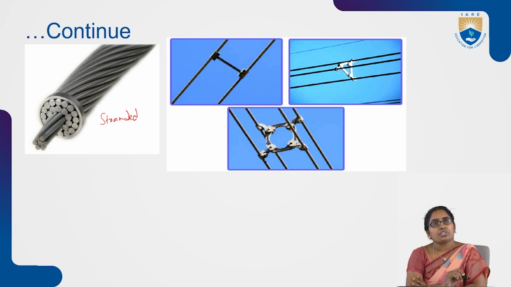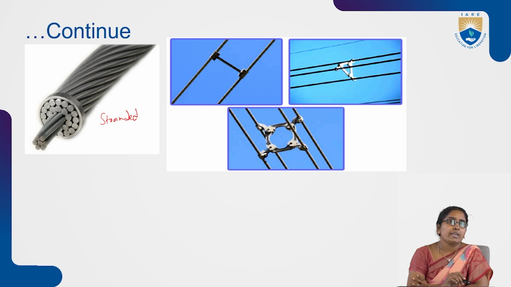A stranded conductor means it is made up of a number of small wires wrapped together to form a large conductor. That is called a stranded conductor, a number of small wires wound together to form a large conductor.